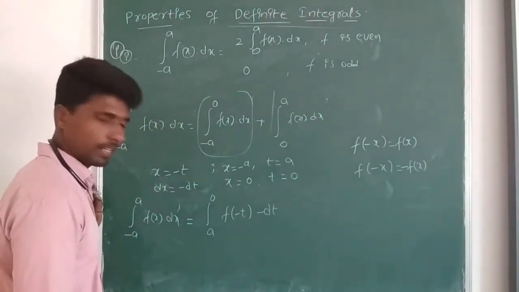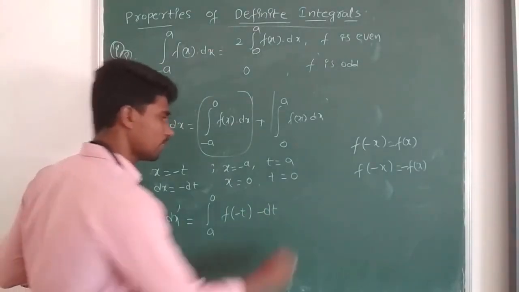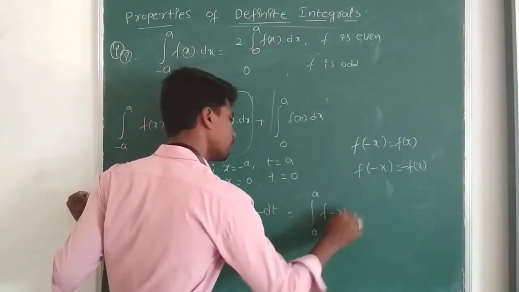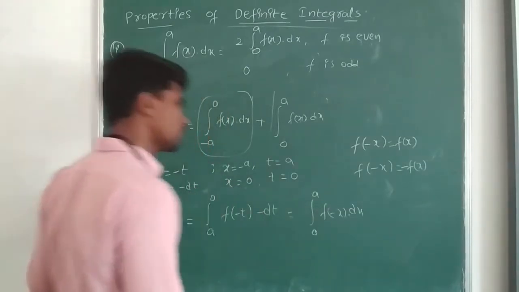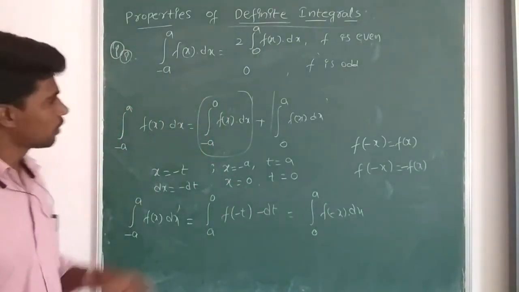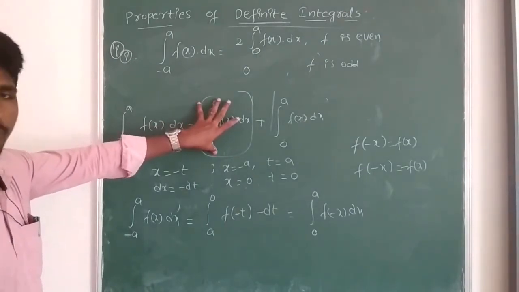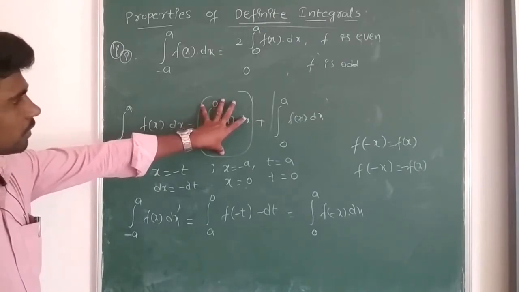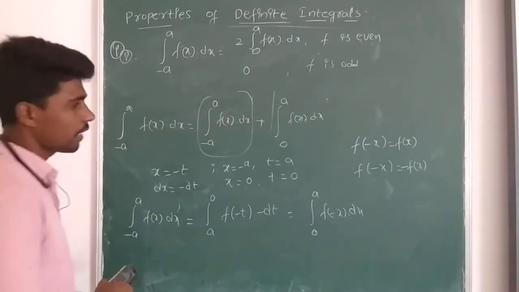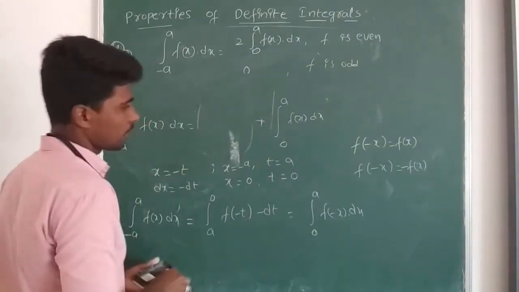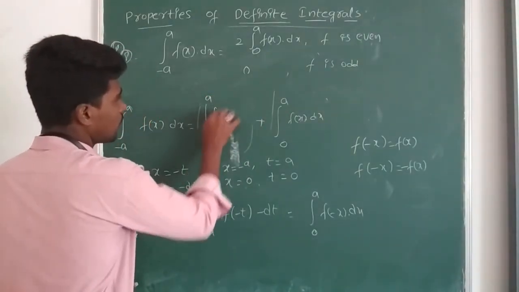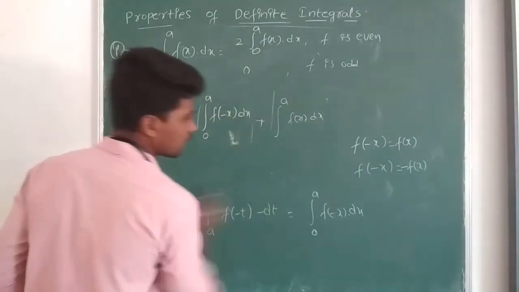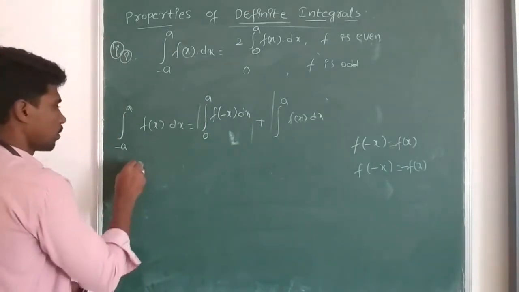So as we did many times, I write directly. So what do I get? The integral from 0 to a of f of minus x dx. Now case 1 and case 2 occur. So the value of this one is nothing but the integral from 0 to a of f of minus x dx. So now check whether the condition is satisfied or not.